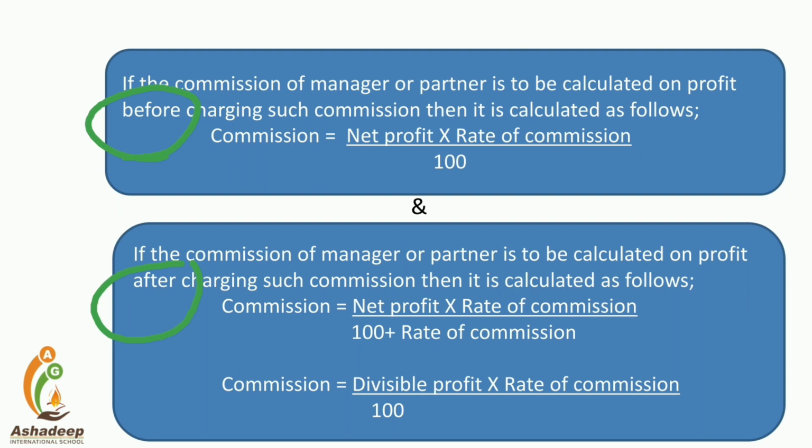Okay, so if in the statement you find before, then the formula for the commission will be net profit multiplied by rate of commission upon 100. And if you find after, then the numerator part is almost the same, that is net profit multiplied by rate of commission, but in the denominator the formula changes a little bit, that is 100 plus rate of commission. Clear?